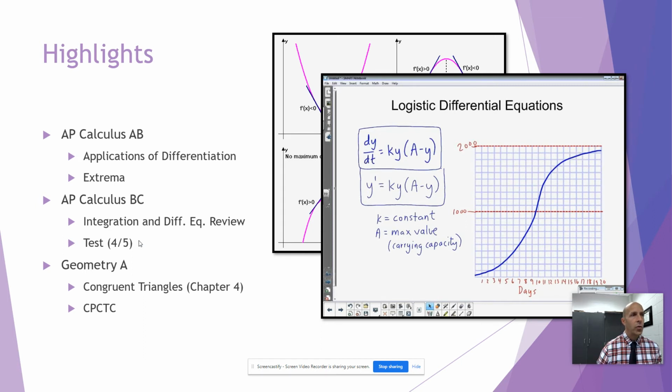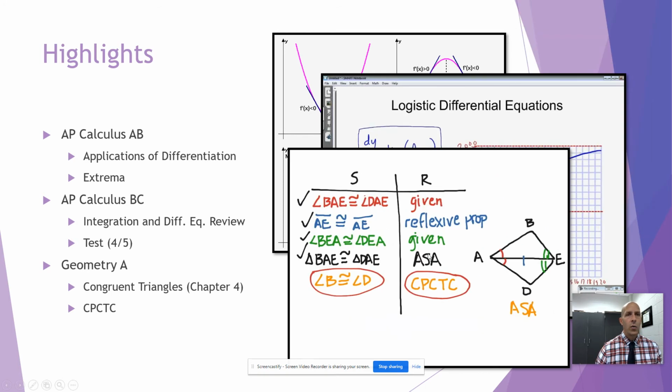In geometry, we're still in Chapter 4, which is on congruent triangles. So one of the concepts we looked at this week was a way to prove triangles are congruent called ASA, and that stands for angle, side, angle. So these two triangles here, ABE and ADE, are congruent because of angle, side, angle. So that side there is the included side.